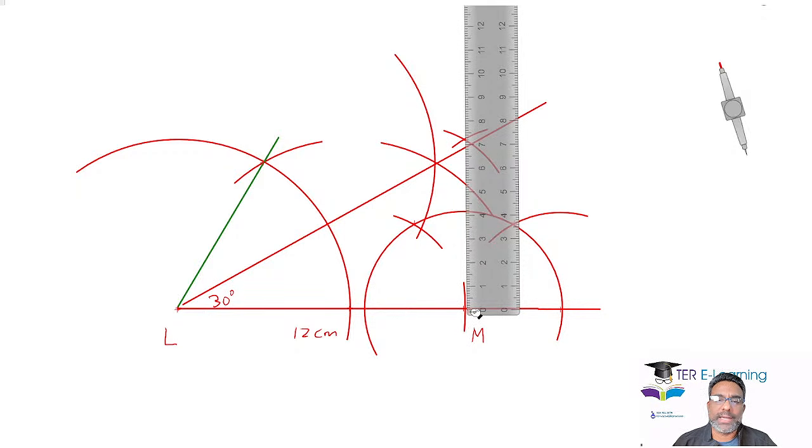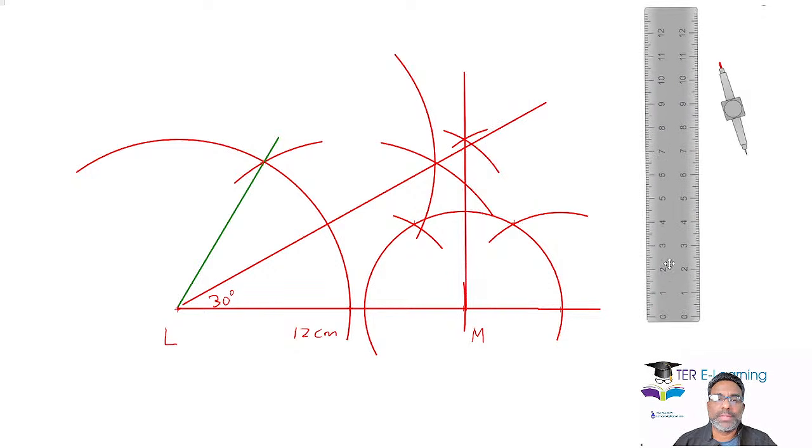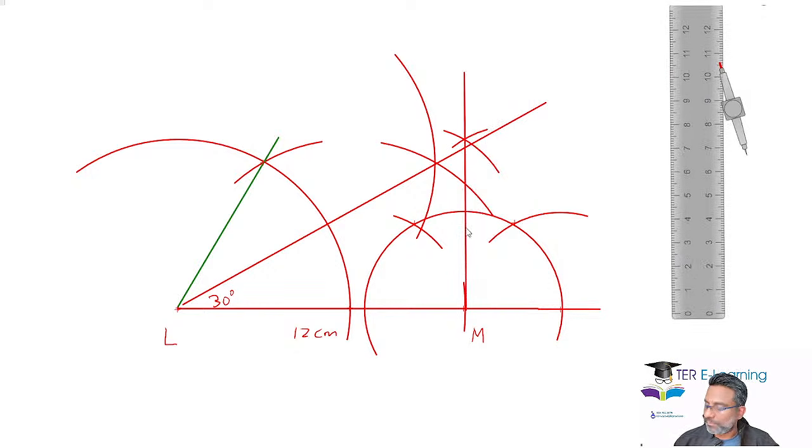And that's it. I've completed drawing the triangle that they want me to draw. So this angle here is 90 degrees, and this point here is my N. So you can always go back, play back the video and follow the steps to construct the triangle. That's basically how we're going to construct this.